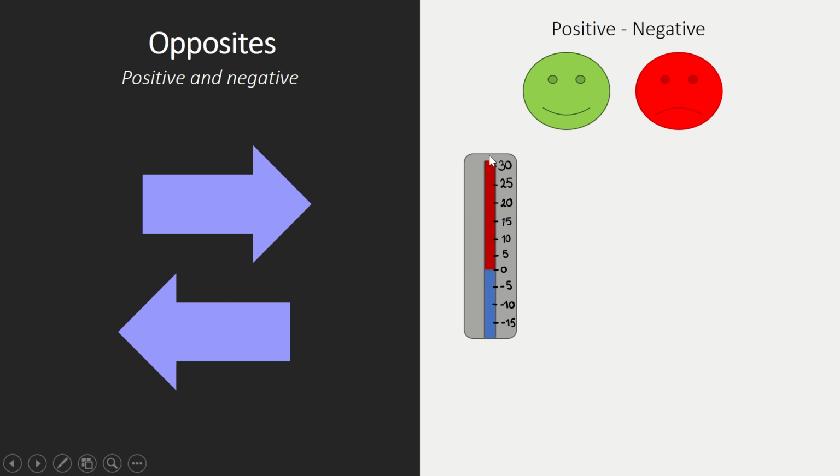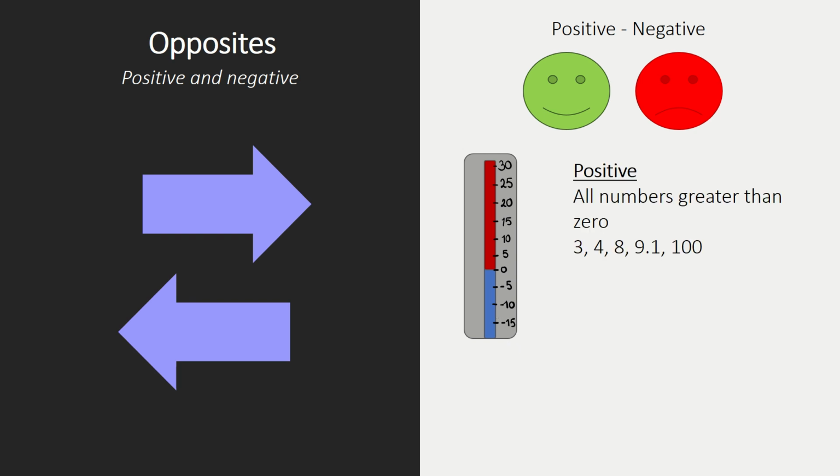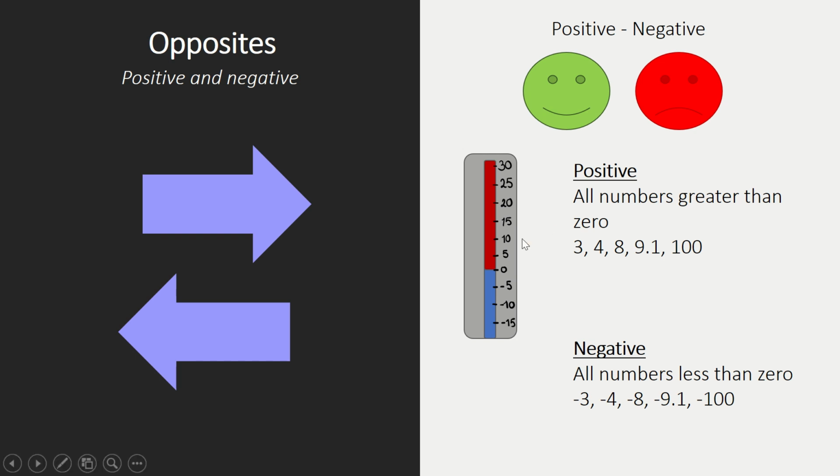All the numbers above zero, that's what we call positive numbers because it's warm. All numbers below zero are called negative numbers since it's really cold. So please write this down in your notebooks. Positive numbers are all numbers greater than zero. For instance, and these are just examples: 3, 4, 8, 9.1, 100. Negative numbers are all numbers less than zero. So for instance, minus 3, minus 4, minus 8, minus 9.1, minus 100. So please write it down in your notebook. You can pause the video.